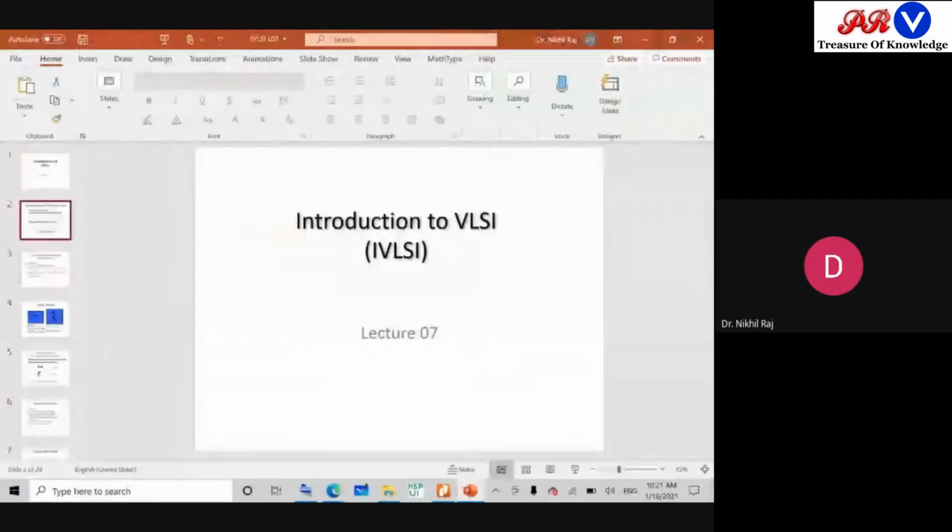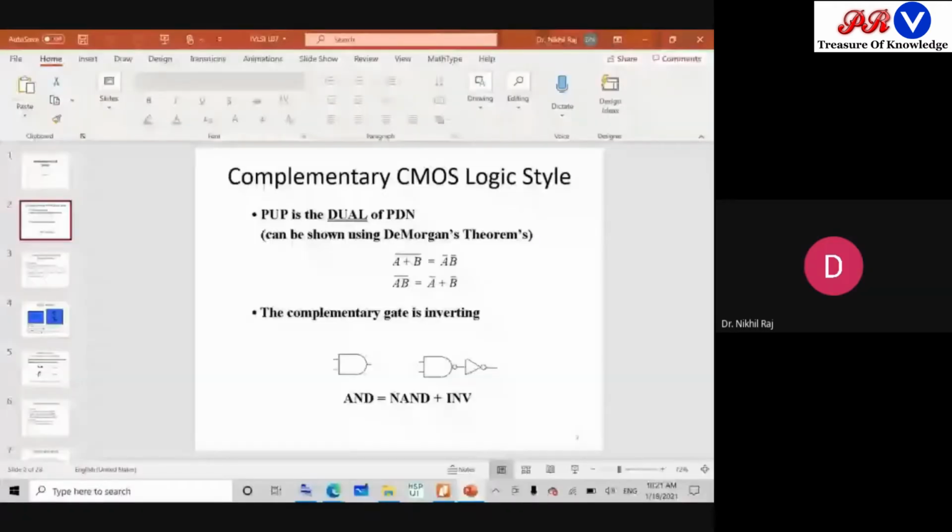So we were talking about the CMOS logic. In CMOS logic, we all know that NMOS is preferred for the pull down network and PMOS is preferred for the pull up network. Since there are two types of network, pull up and pull down, they will both be dual in nature. Just think of it like De Morgan's law.